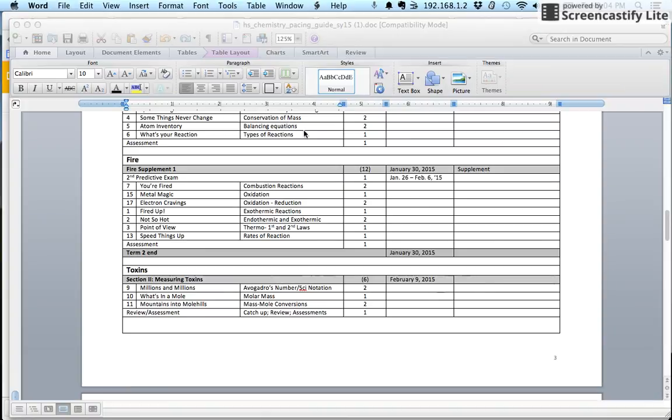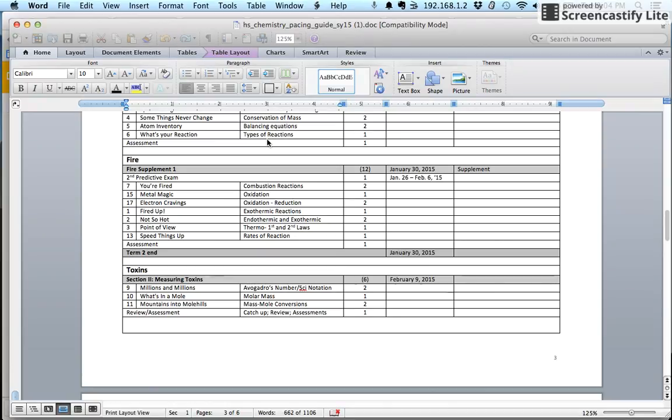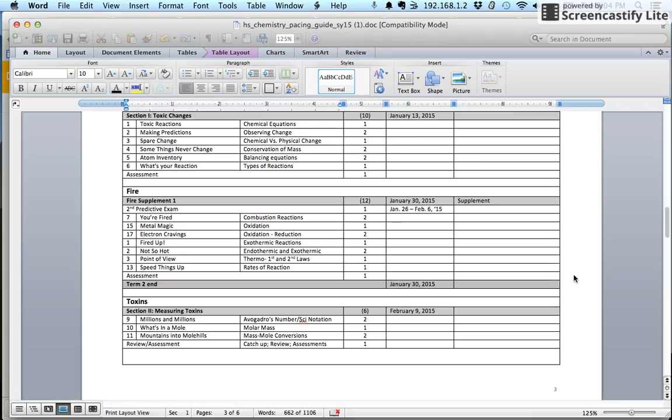So to take a little bit of a closer look, all right, so this is the pacing guide. And we see that the fire first supplement involves first lesson 7, okay, where students learn about combustion reactions, then metal magic and electron cravings, lessons 15 and 17 respectively, where students are learning about oxidation reduction. And then we go back to those first 3 lessons of the unit where students are learning about drawing heat arrows to show the direction of heat flow in endothermic and exothermic reactions.